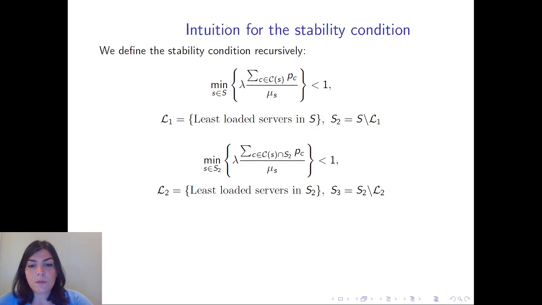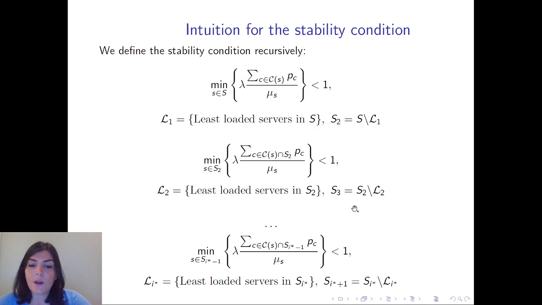Next, we are going to compute the load in each of the servers in the subsystem S2. That is lambda times the fraction of arrivals that arrive to each of the servers that are also in the subsystem S2, divided by the capacity of the server. And the minimum load in this subsystem needs to be smaller than 1. Then we call L2 the set of servers with least load in the subsystem S2. Then we create a subsystem S3 composed of the servers in S2 except the ones that have the minimum load in this subsystem. And so on until there are no more job types to assign.